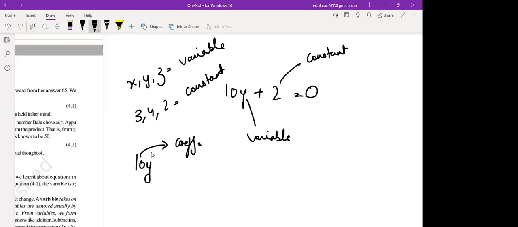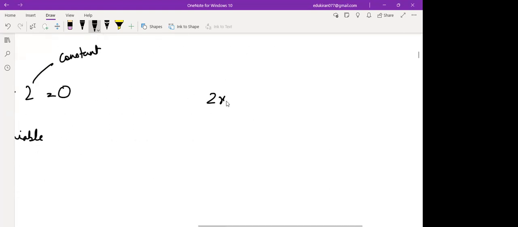So over here, see, for example, this question, 2x plus 3. In this, x is a variable. This one is a single number, so that's why this number is a constant.